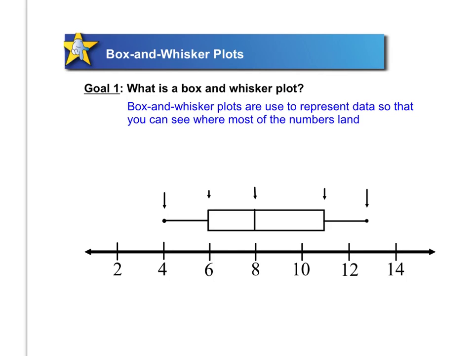Okay, this is a lesson on box and whisker plots, and your objective is to figure out what a box and whisker plot is. A box and whisker plot is something that's used to represent data so that you can see where most of the numbers land. This is what a box and whisker plot looks like, and here's how it works.